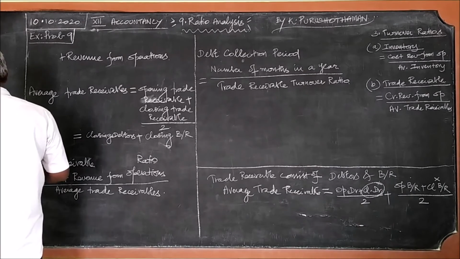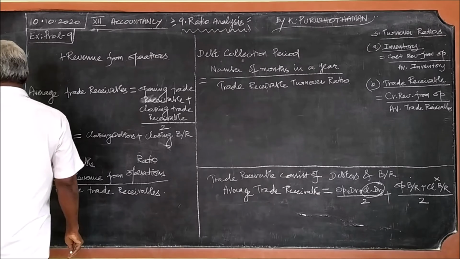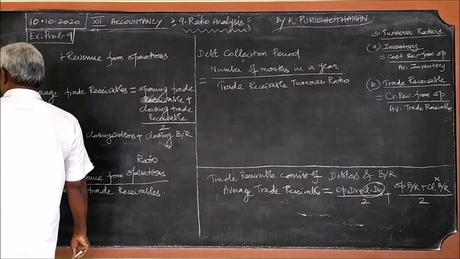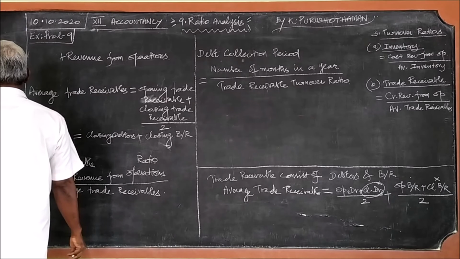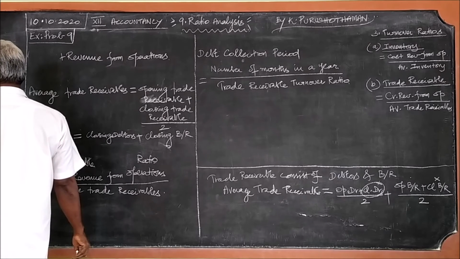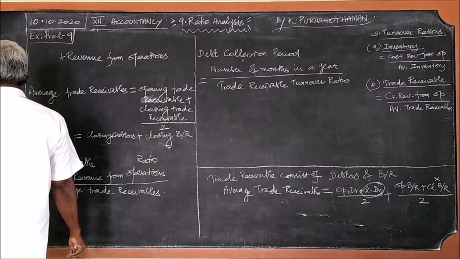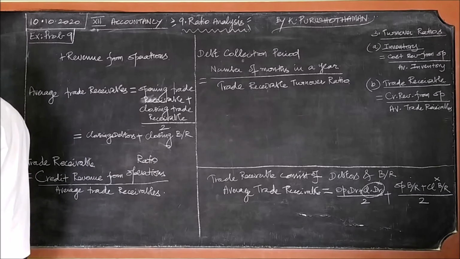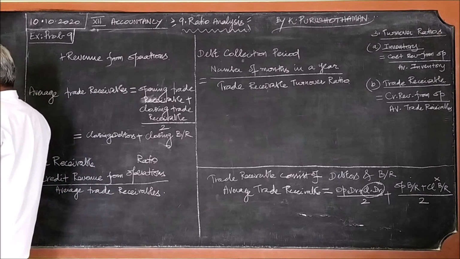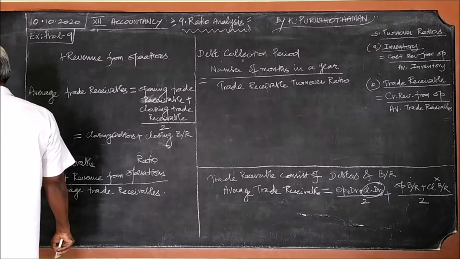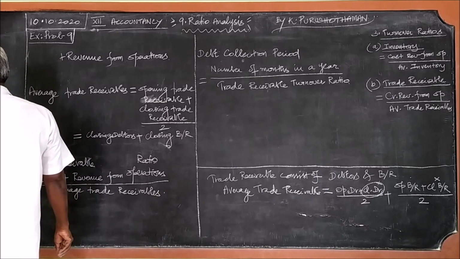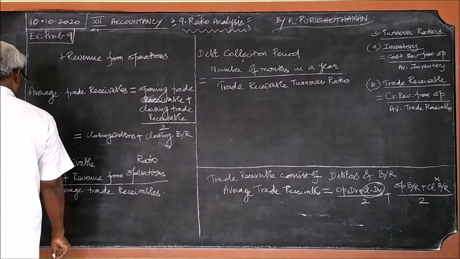Now, question 9. In it, the credit revenue from operations of Wherever Limited amounted to 10 lakhs. Its debtors and bills receivable at the end of the accounting period amounted to 1,10,000 and 1,40,000 respectively. Calculate the trade receivable turnover ratio.